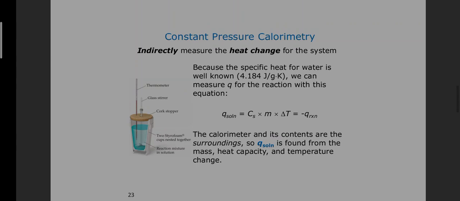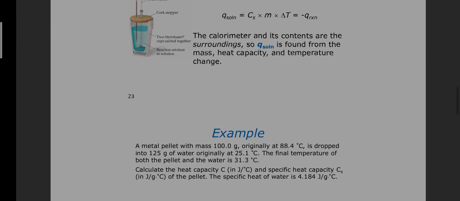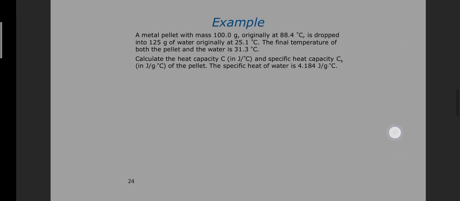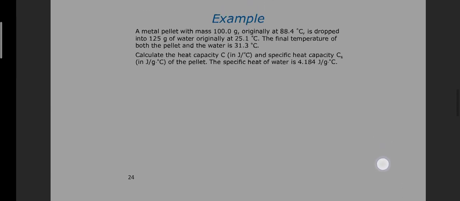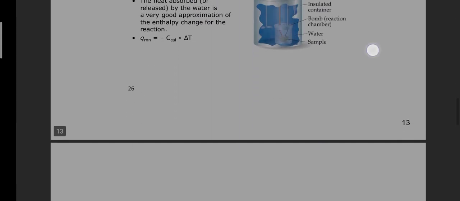Constant pressure calorimeter. Indirectly measure the heat change for the system. Because the specific heat for water is well known, that is 4.184 joule per gram per Kelvin, we can measure Q for the reaction with this equation. Q of the solution is equal to Cs times m times del T, which is equal to minus Q of reaction. The calorimeter and its contents are the surroundings, so Q solution is formed from the mass, heat capacity and temperature change. Now these are some example problems given for practice. There are also some examples.